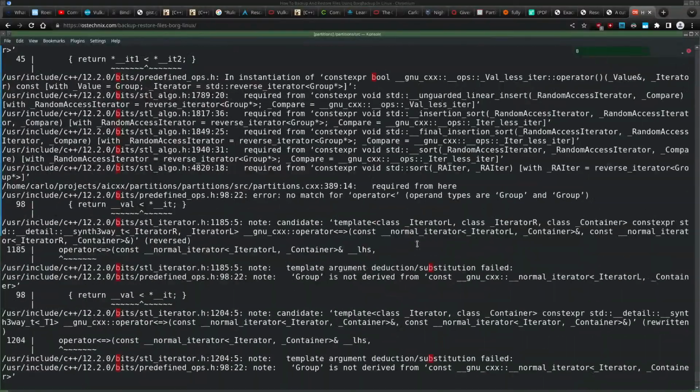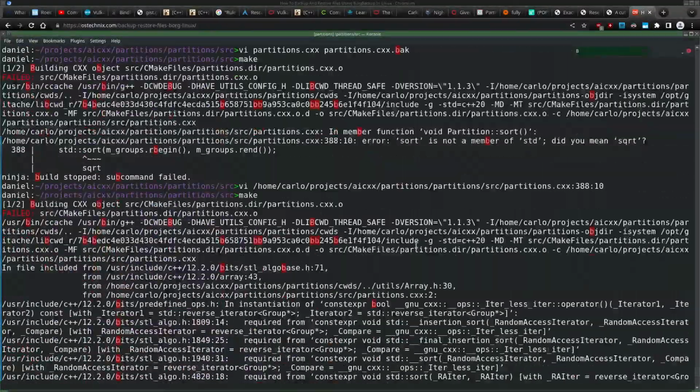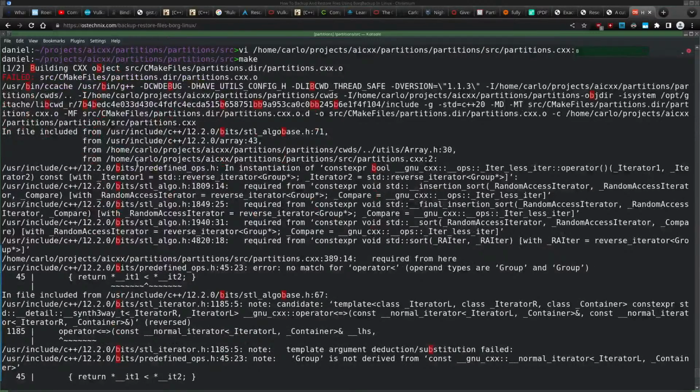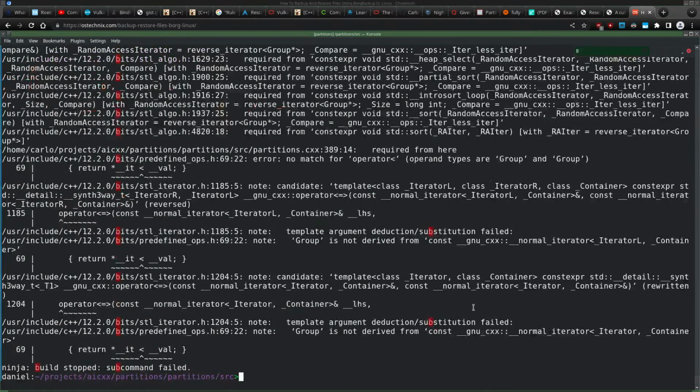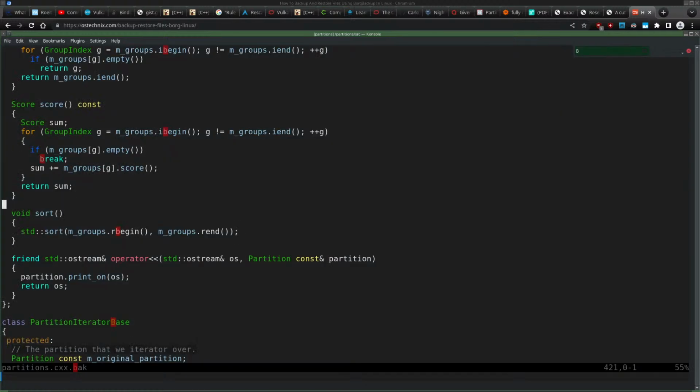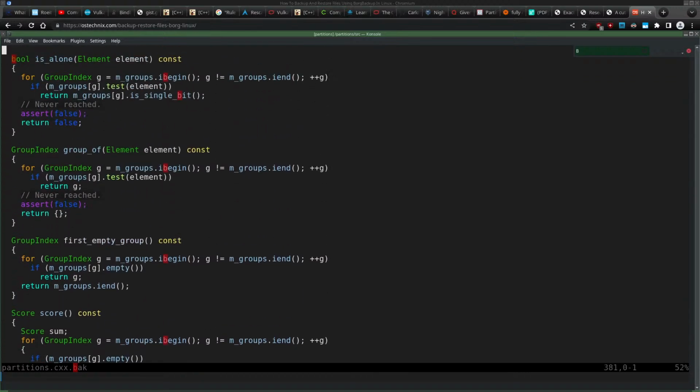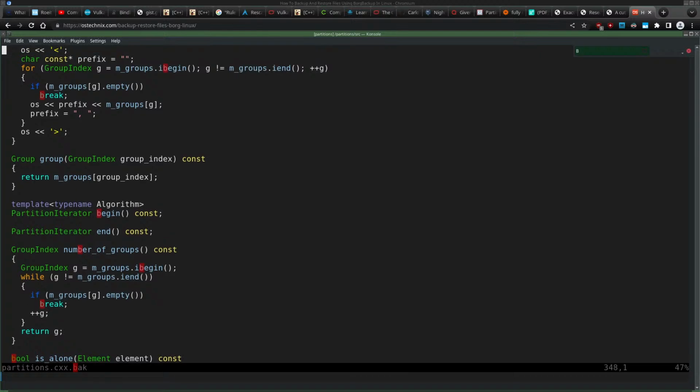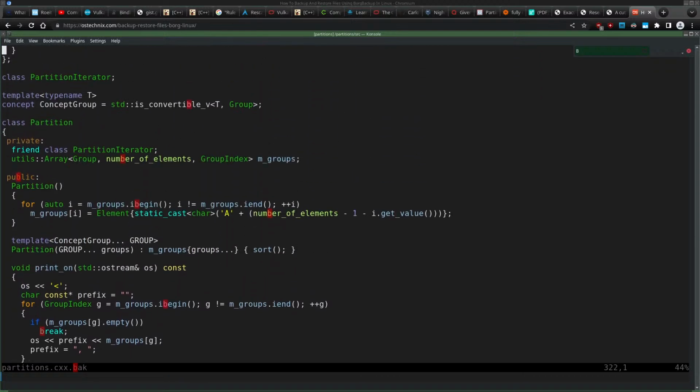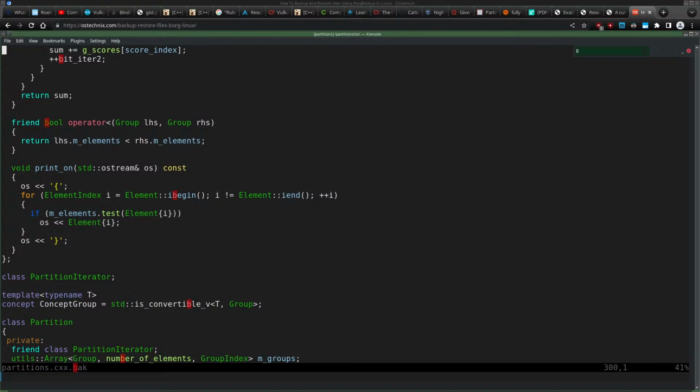Yeah, you cannot sort without the operator less than. So now you have to add an operator less than for group. I'm going to add it back first because I have to copy it from there. Sorting, sorting with the groups. Probably go to group. That was partition. Here we have group.